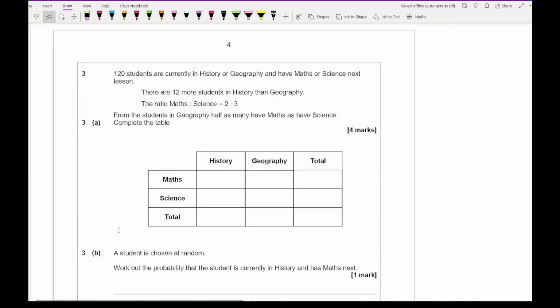Moving on to question 3, it says 120 students are currently in history or geography and have maths or science next lesson. There are 12 more students in history than geography. The ratio of maths to science is 2 to 3, and from the students in geography, half as many have maths as have science. And the question is asking us to complete the table. So let's have a look at this information.